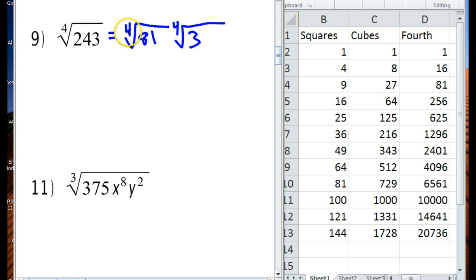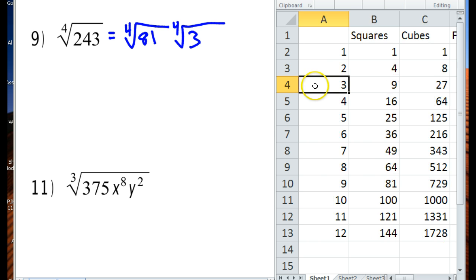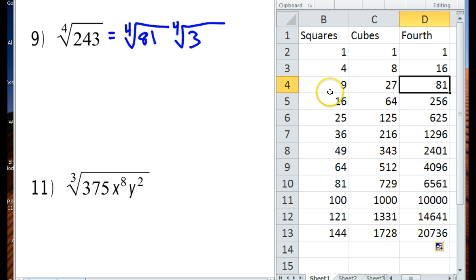All right. So the fourth root of 81 is... what times itself 4 times is 81? Yeah, 3. Remember we start with 3 here. 3 times 3 is 9, times 3 is 27, times 3 is 81.